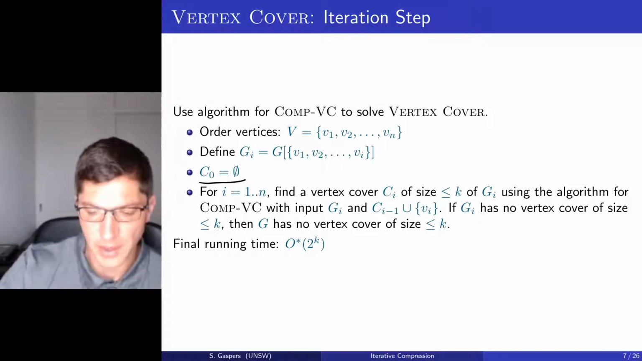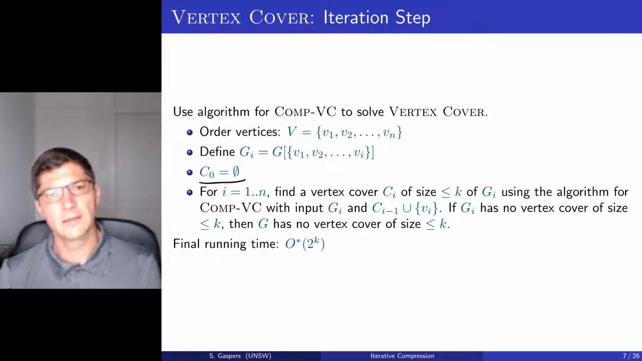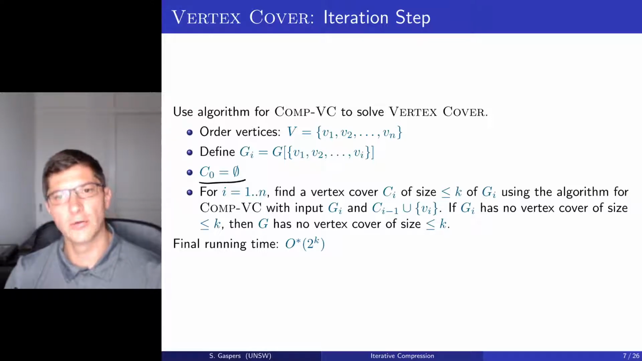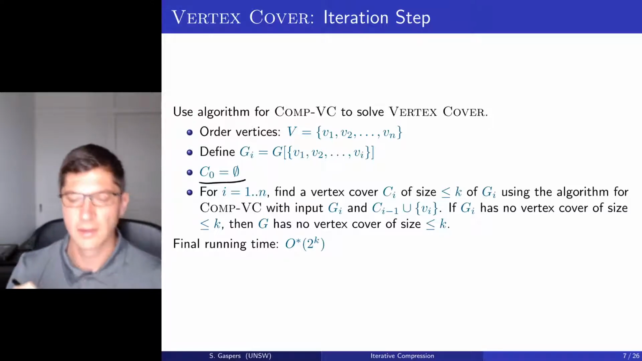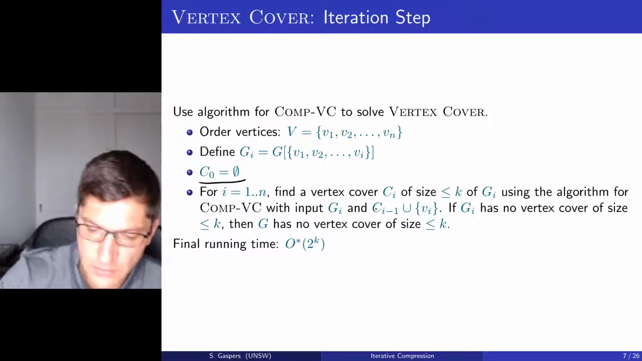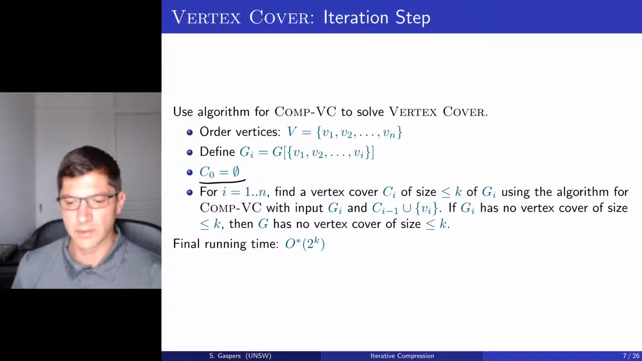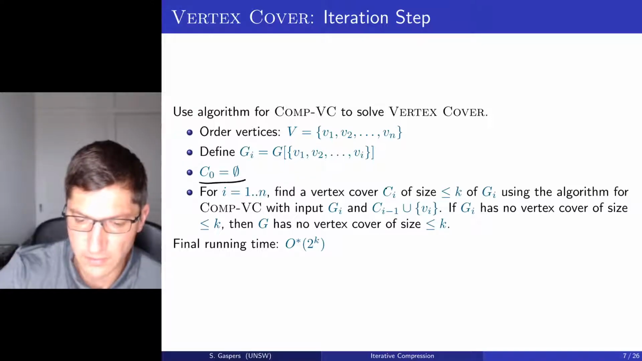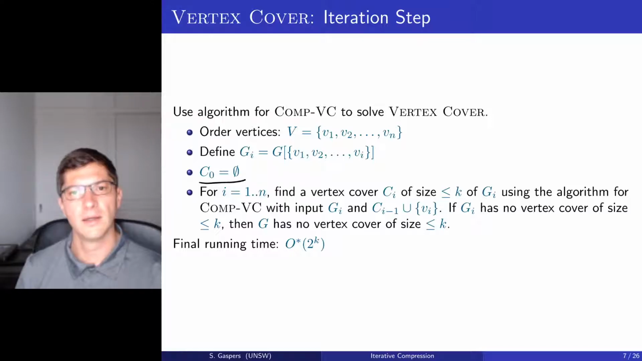So now at step i, where i is between 1 and n, we will find a vertex cover of size at most k of Gi, if one exists, using the compression algorithm. And so we use the compression algorithm with input Gi and Ci minus 1 union Vi. So what is Ci minus 1? Well, it's the vertex cover that was found in the previous step, some vertex cover of size at most k of Gi minus 1.